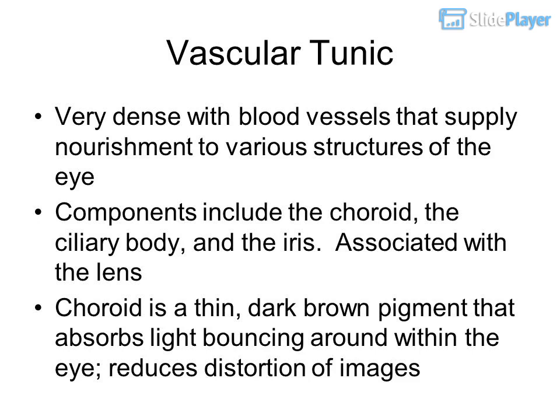Vascular Tunic. Very dense with blood vessels that supply nourishment to various structures of the eye. Components include the choroid, the ciliary body, and the iris, associated with the lens. The choroid is a thin, dark brown pigment that absorbs light bouncing around within the eye and reduces distortion of images.